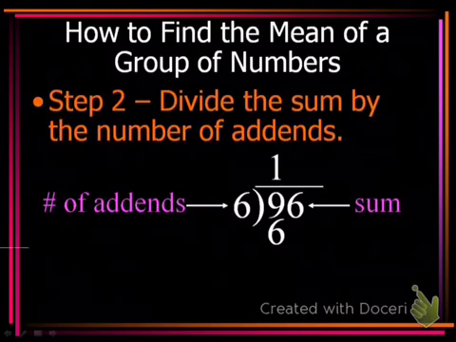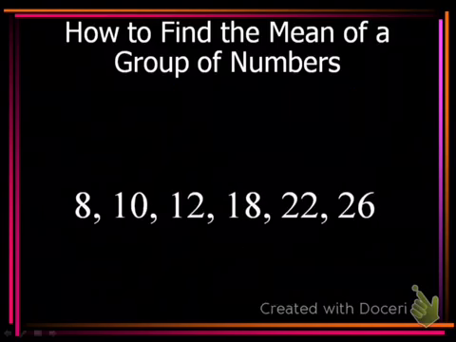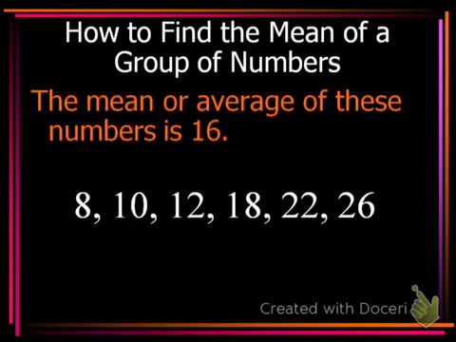And we'd go through our division process. The mean or average of these numbers then is 16.